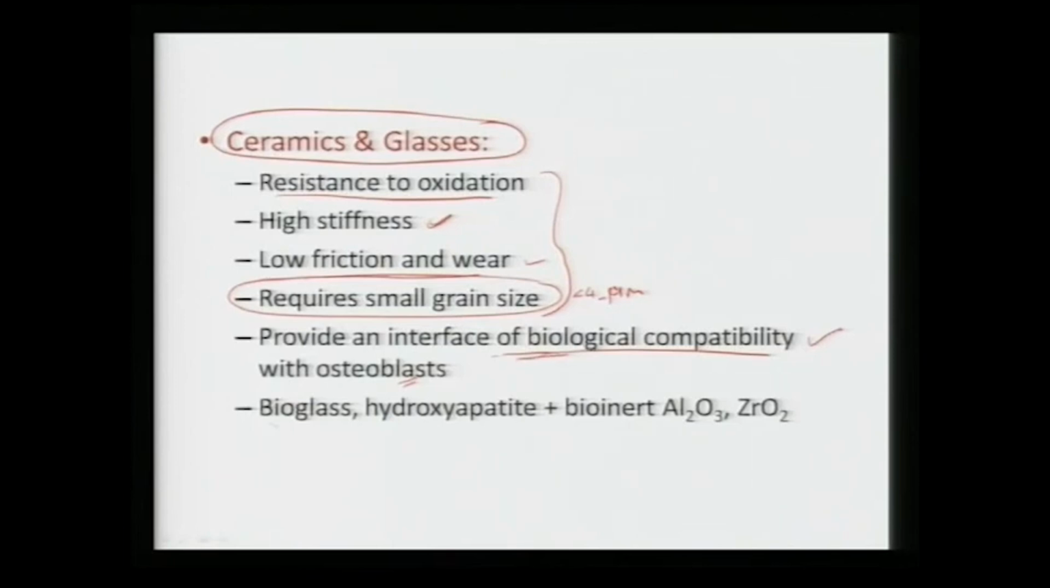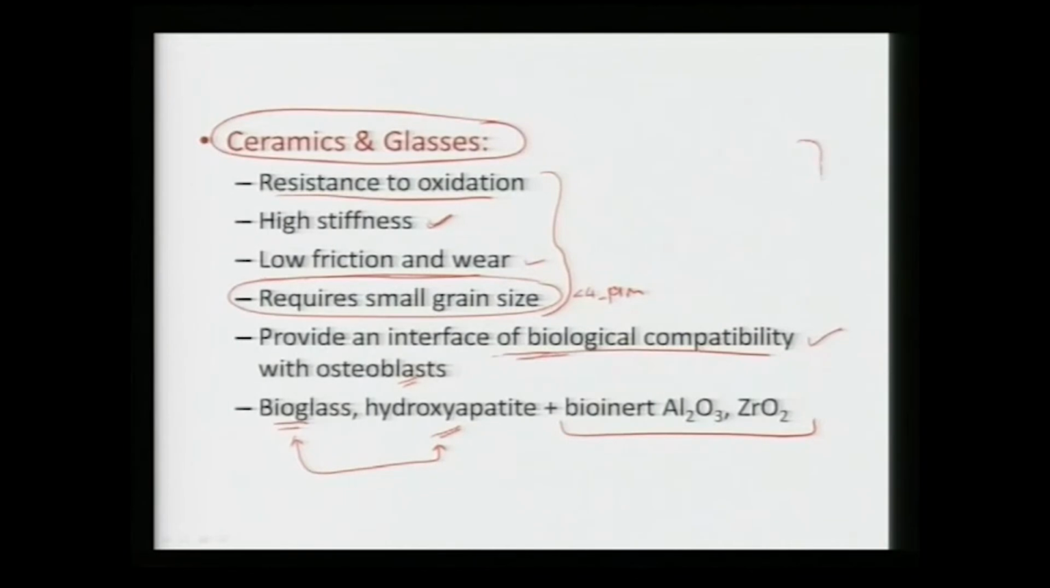So eventually there are certain materials which have been developed, certain ceramics and glasses such as bioglass and hydroxyapatite, which have emerged as bioactive materials. They allow the precipitation of apatite onto their surface, and then they can allow the natural bone to replace and take its place. Also there are certain bioinert materials such as aluminum oxide or zirconia, which can also allow the growth of cells onto their surface without any reactions.